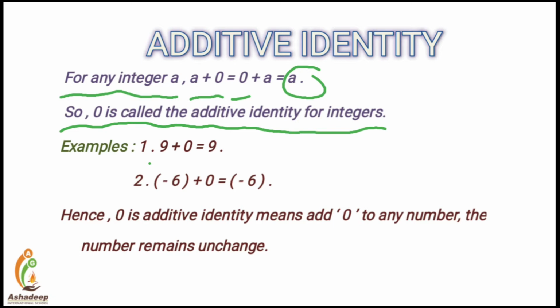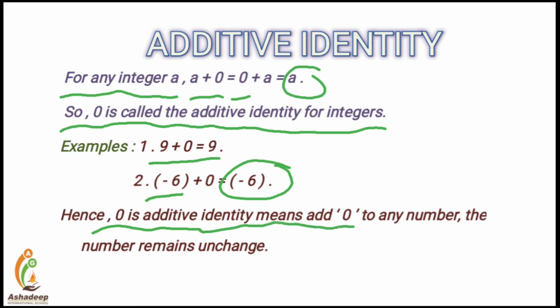Let's illustrate with the help of an example. So 9 plus 0 is 9. Here 9 is a positive integer. In the next example, I took a negative integer. Minus 6 plus 0. Here also minus 6. So by adding 0 to any number, we get the same number as the result. Clear? So we can say that 0 is the additive identity, meaning if we add 0 to any number, the number remains unchanged. This is called the additive identity. Clear?